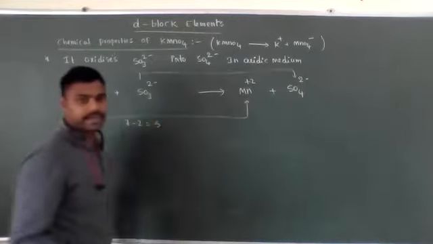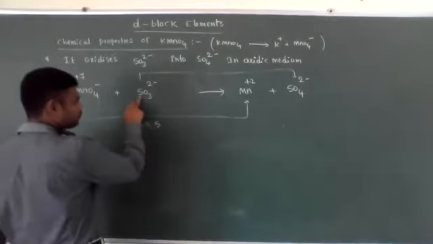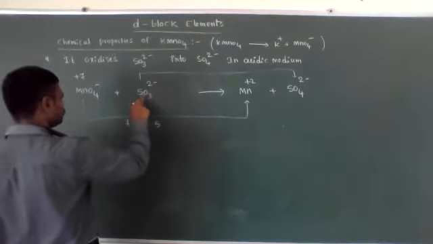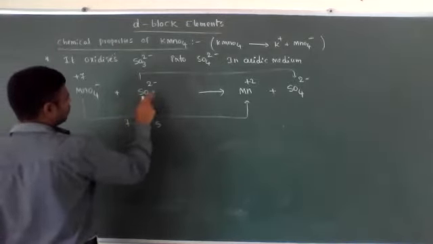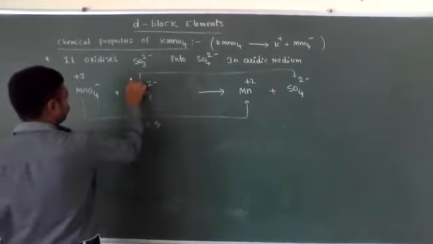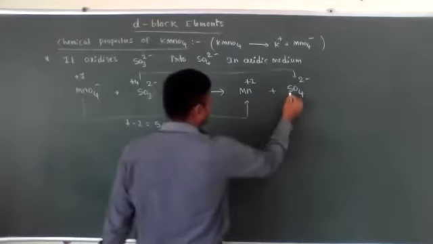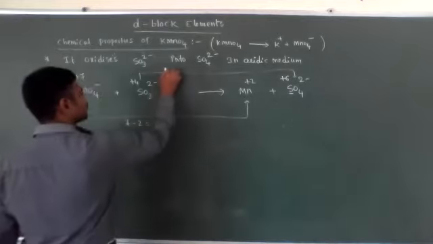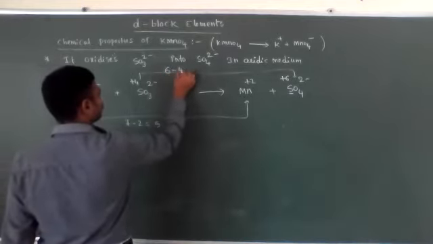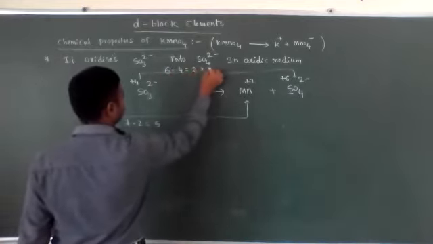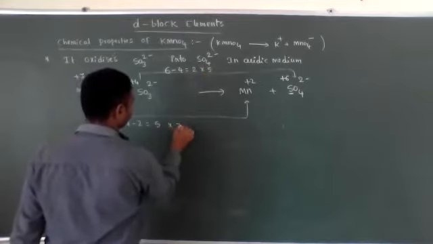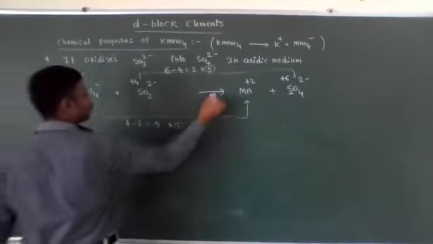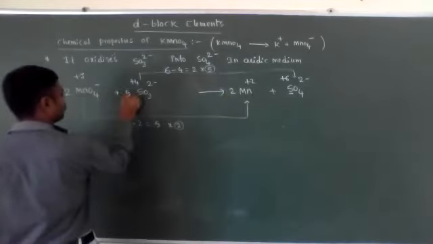Now let's see the variation or difference here. Sulfur is presenting how much? 6 minus 2 is equal to 4, so plus 4, and here the sulfur oxidation state is 6. Now the difference is 6 minus 4, which is equal to 2. This we need to multiply with 5. This we need to multiply with 2. And 5.